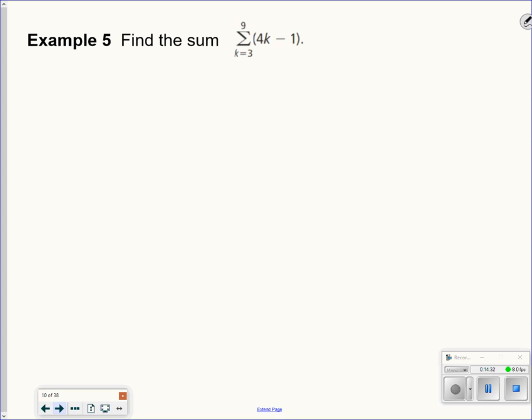Actually find the summation notation. So they want you to put 3 in for k. So if I put 3 in for k, I get 11. 4 in for k. So this goes up each time all the way till you get to n. So 4 in for k, I get 15. 5 in for n, I get 19.